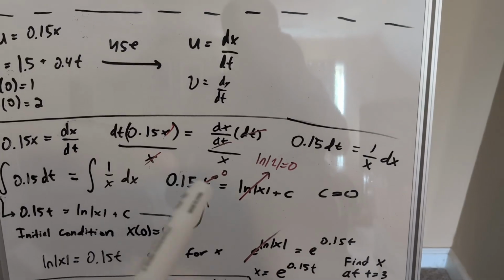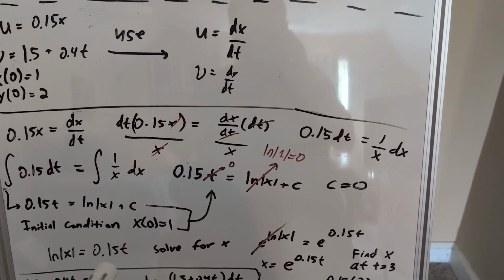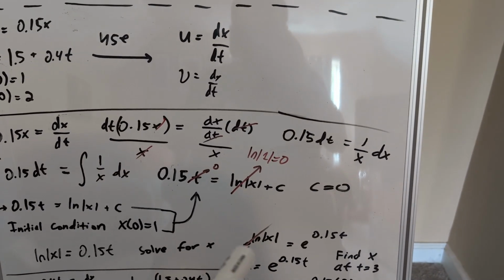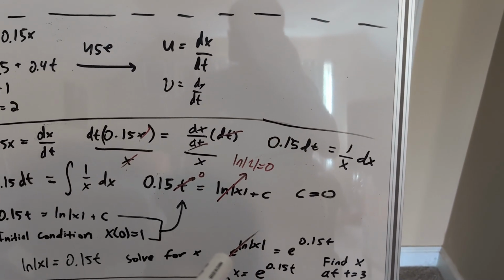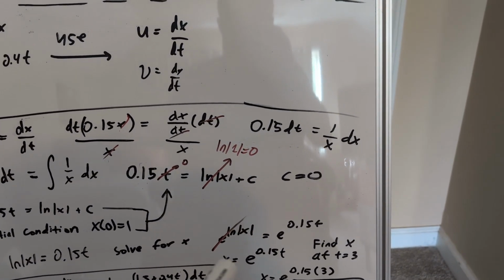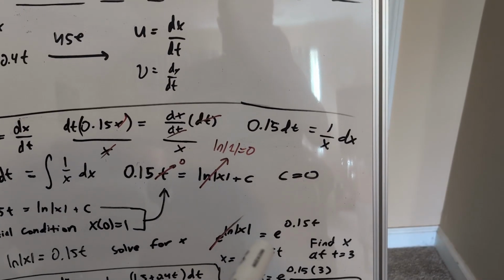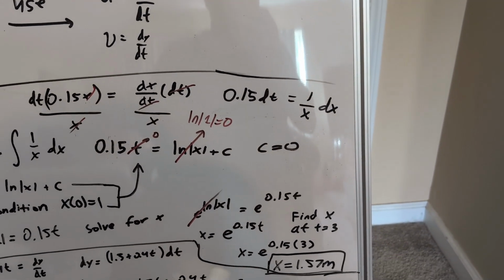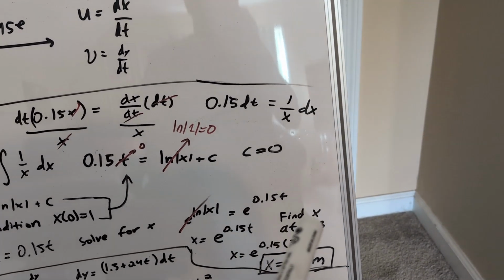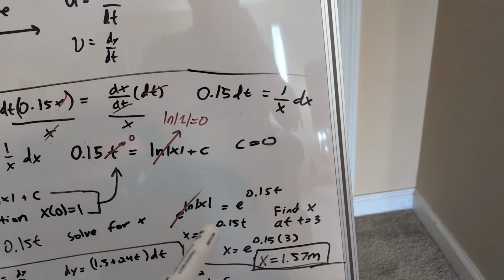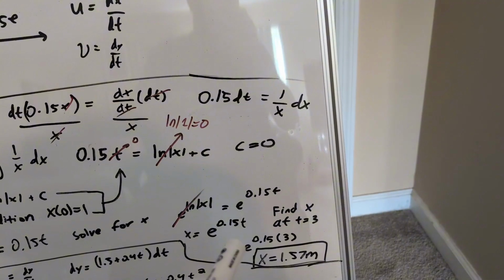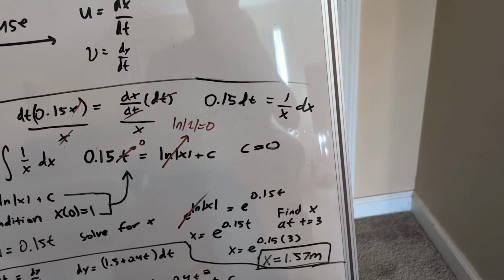Now we plug the 0 back in, and we have ln of x is equal to 0.15 times t. Now we must solve for x. To do this, we have to get rid of the ln. We do that by using base e. e to the ln cancels out. We're just left with x is equal to e to the 0.15 times t, and the question asks initially to find x at t equals 3. This means that all we got to do is plug in 3 for t, so it becomes x equals e to the 0.15 times 3. Plug this into your calculator and you'll get x equals 1.57 meters.